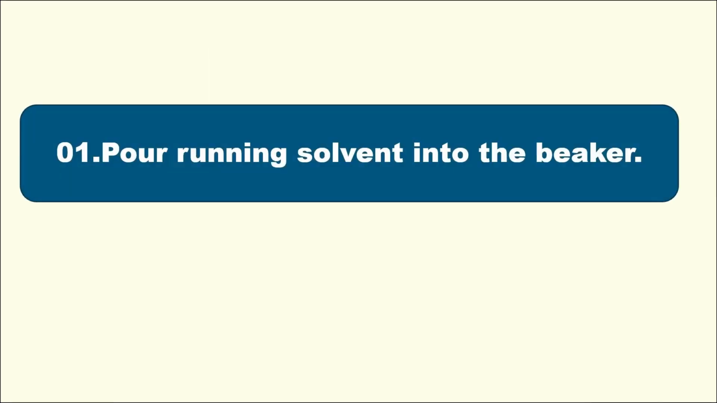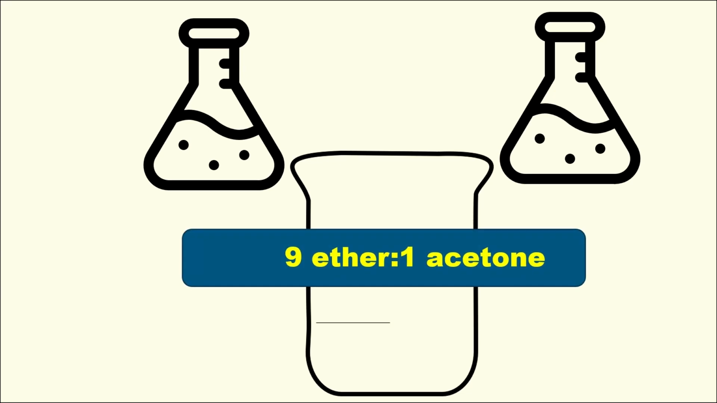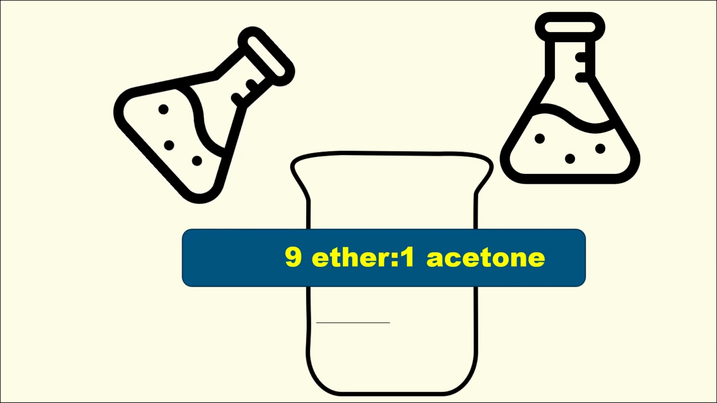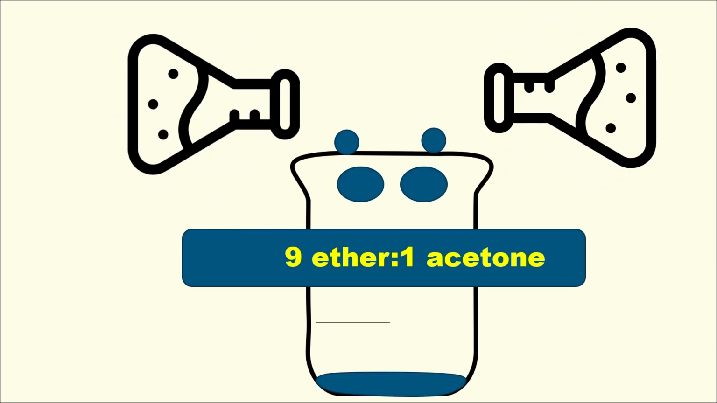Now let's prepare the solvent. In a clean beaker, pour the running solvent. A common ratio you can use is 9:1. That's 9 parts ether to 1 part acetone. This solvent mixture helps carry the pigments up the paper during chromatography.